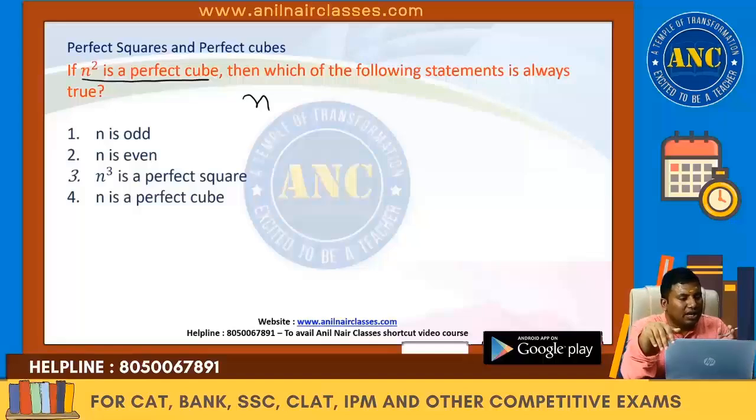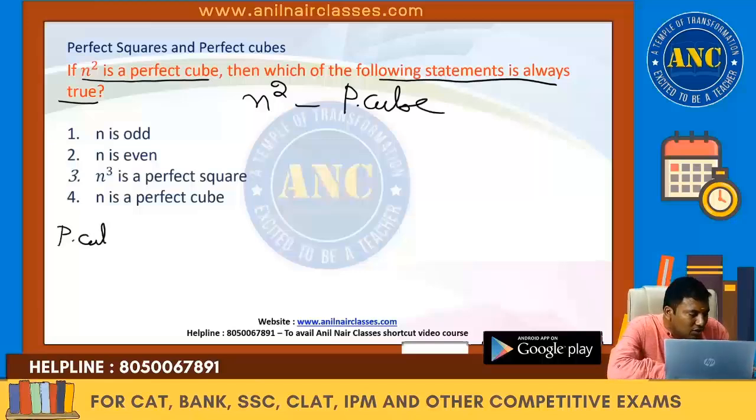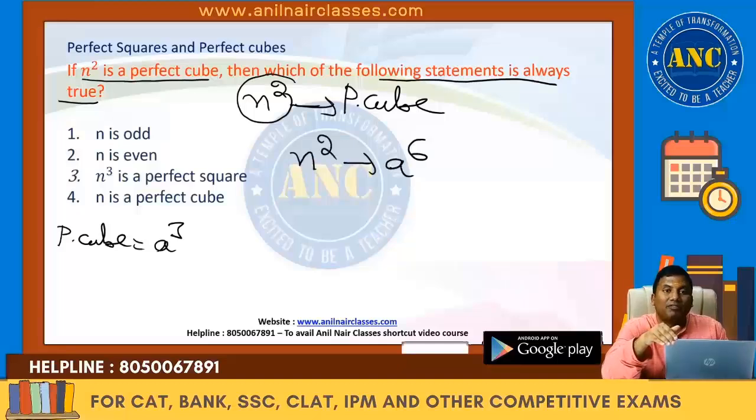You see this question: if n square is a perfect cube, which of the following statements is always true? N square is a perfect cube. Just through sheer observation we can say that a perfect cube is always of the form a power 3. But for n square to become a perfect cube, can I say this perfect cube should be of the form a power 6? Why? Because think logically, a perfect cube is of the form a cube, but n square means it is a perfect square. A perfect square should have an even number as its power.